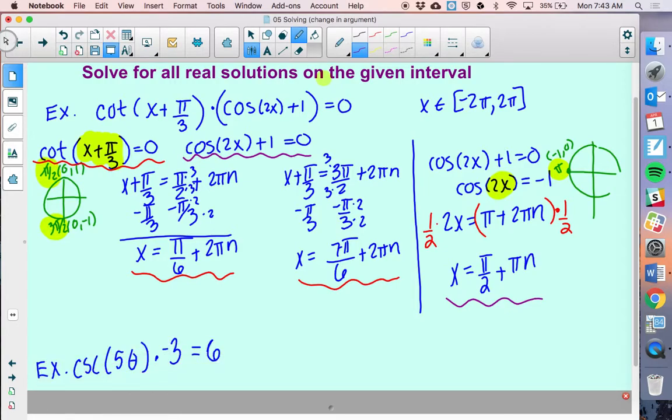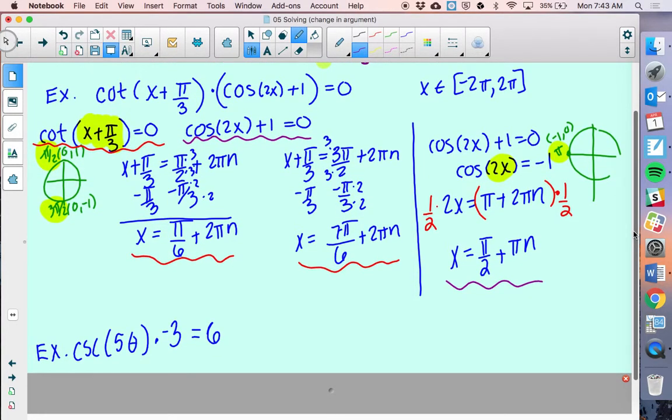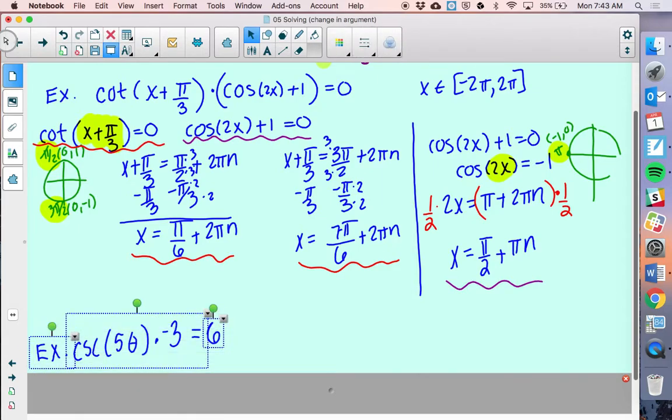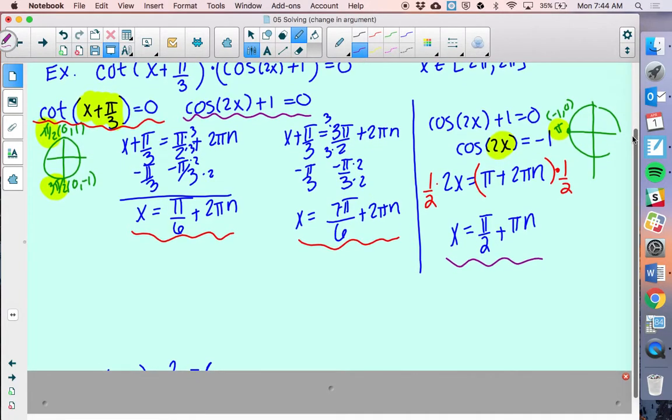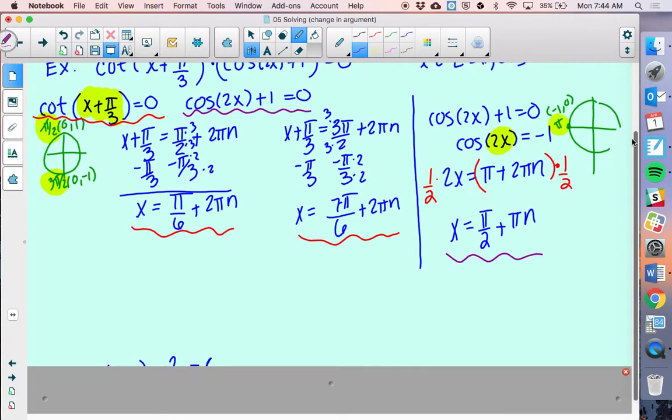Now, the problem says it wants only the solutions from negative 2 pi to 2 pi. So what I'm going to do is start adding and subtracting 2 pi from my solutions until I'm no longer on that interval. So let's start over here with x equals pi over 6 plus 2 pi n. If I add 2 pi to pi over 6, I know I'm already going to be outside of my domain. So I'm going to subtract pi over 6 minus 2 pi.